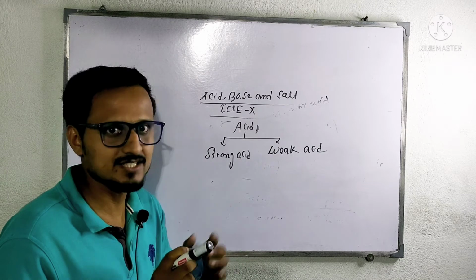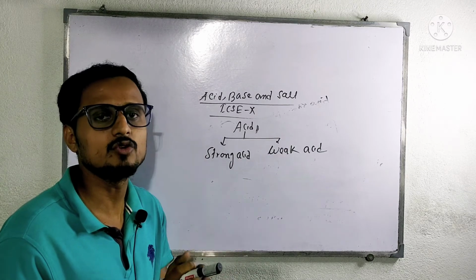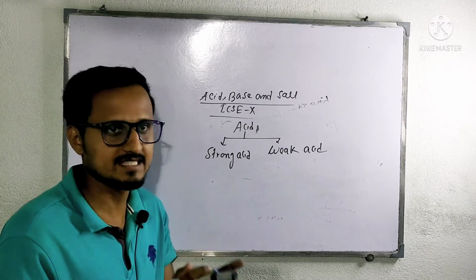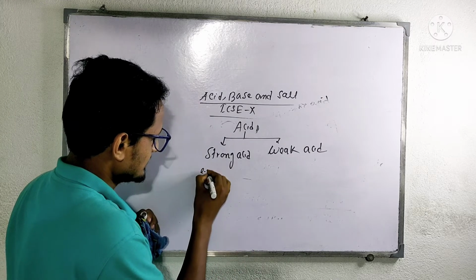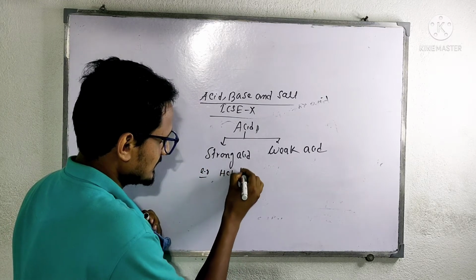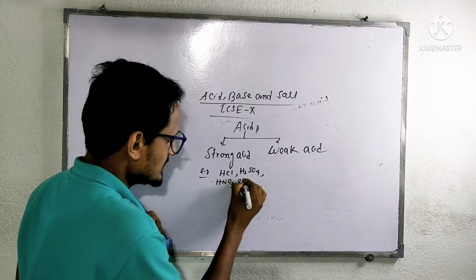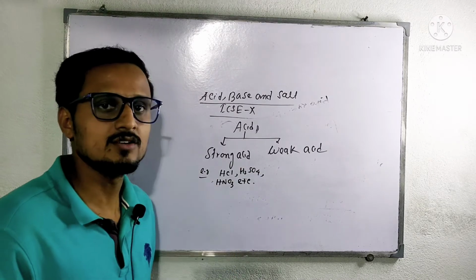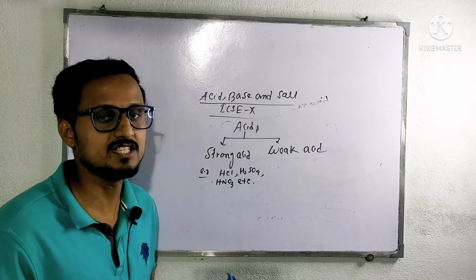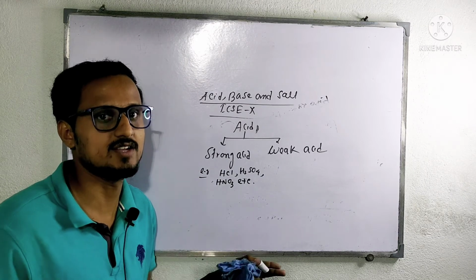Now the previous acids which I have already shown you are all strong acids, like HCl, H2SO4, HNO3. These are all strong acids because they furnish completely ions. That means they will ionize totally, in a fully ionized state.